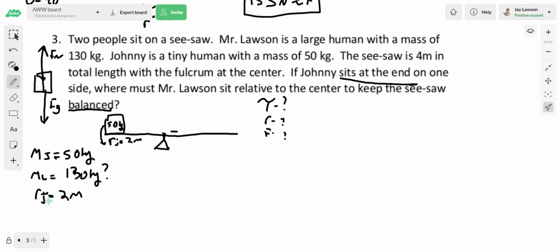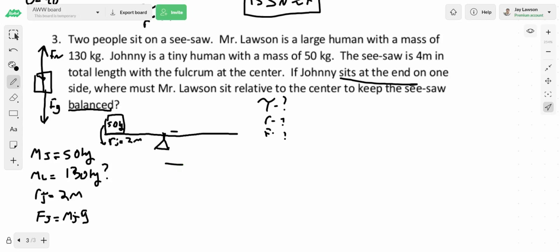So the force of Johnny is going to be equal to the mass of Johnny times the acceleration due to gravity. Because remember, the force of gravity, or an object's weight, is mg, right? It's mg, mass times gravity. So let's figure out Johnny's torque.